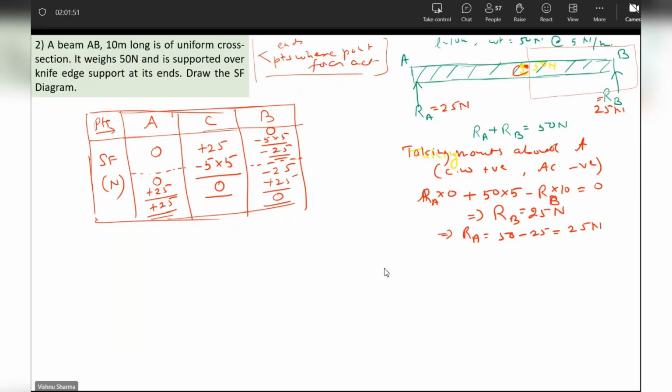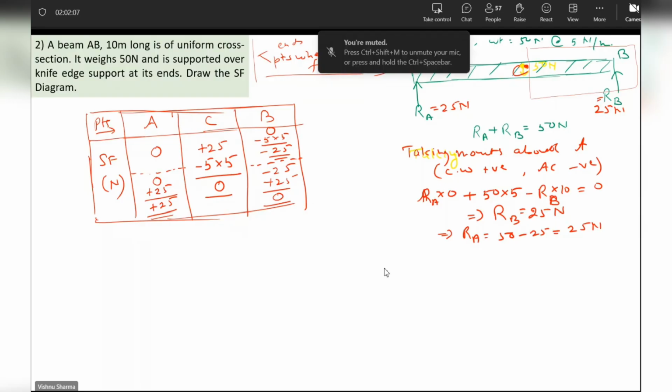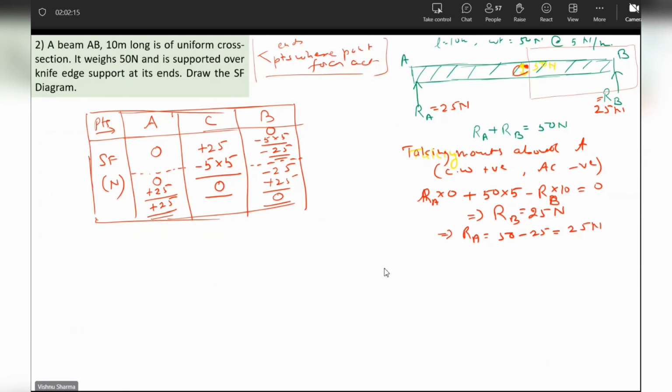If anybody has any clarification to seek, please do that. Any clarifications required, guys? Sir, I just want to ask, in the starting one, RA into 0, why is it taken positive, because the force is acting upward and it is anticlockwise, sir. So it should be minus.